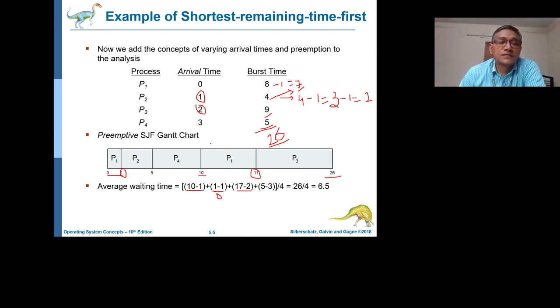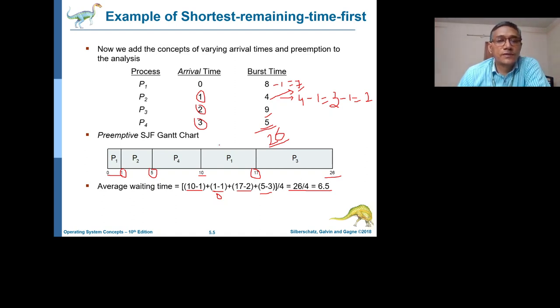Now last, what is the waiting time of P4? P4 gets the attention of the CPU at 5 milliseconds and it arrived in the system at 3 milliseconds. So 5 minus 3 is 2. So when you add these up and divide by 4, you get 26 divided by 4, which is equal to 6.5. That is the average waiting time.